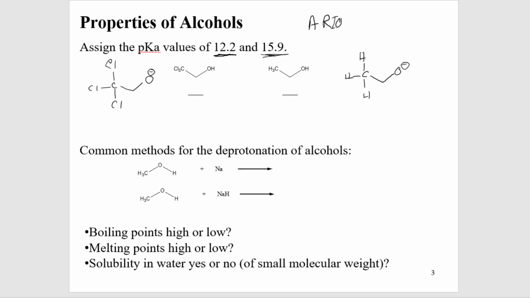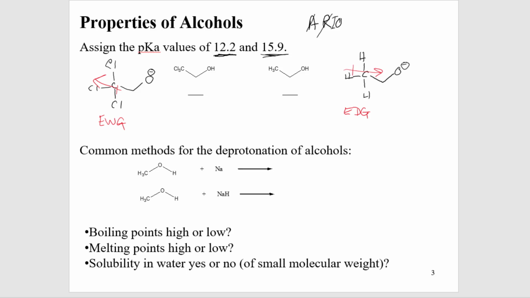The atoms, well, they're both oxygen, so that's not telling me anything. Resonance? Nope, no pi bonds. Induction. Now we're getting somewhere. The methyl group is an electron donating group, and the chlorines, the Cl3, are an electron withdrawing group.